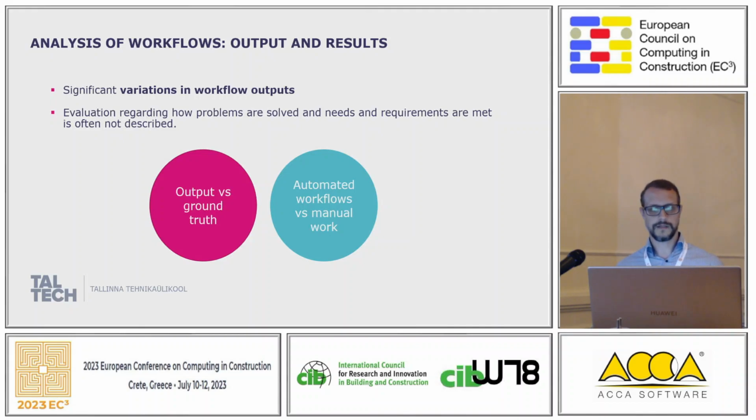And aspects related with output and results. Significant variations in workflow outputs appeared. For example, from some grouped or subgrouped points from point clouds to semantically rich 3D objects. And in evaluation of these outputs, mainly 2 methods were used. The outputs were compared to ground truth, and automated workflows were compared to manual work. But actually, evaluation regarding how problems are solved and needs and requirements are met is often not described.